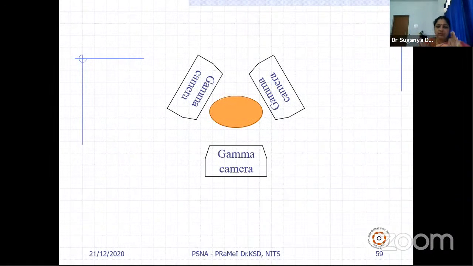And you will be having 3 gamma cameras in SPECT. In PET, only one will be there, and in SPECT, you will be having 3 angles of gamma camera. And it will be emitting the radiations into the body, and the body will be responding to those things back. But this also involves the radiations.